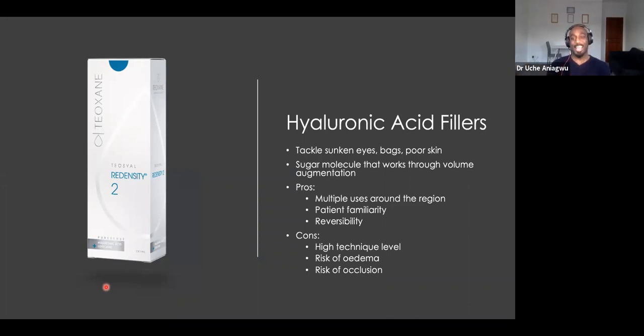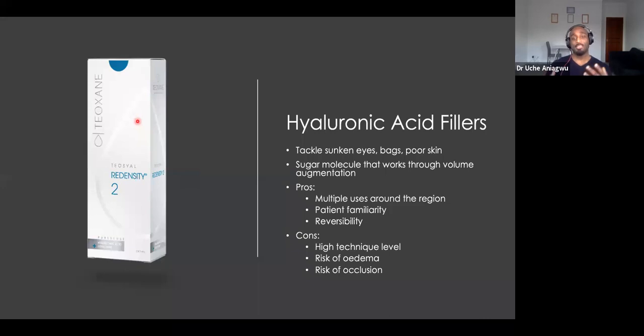So you've got hyaluronic acid fillers. They are the things that will be the staple of your clinical practice for treating around the eyes. And you can use them to tackle sunken eyes, bags, even poor skin, depending on the type of filler you use. I've just got an example here. This is Teoxane. I'm not a brand ambassador, but it's just one example of a filler.